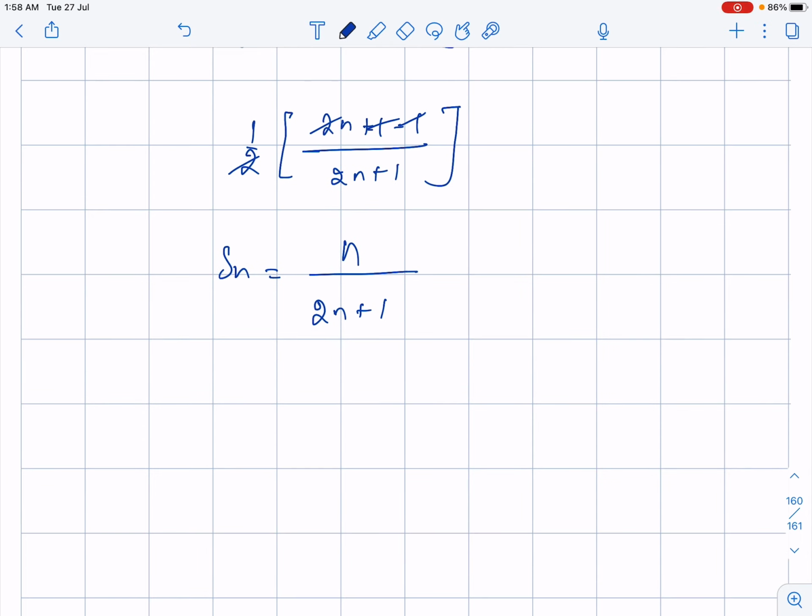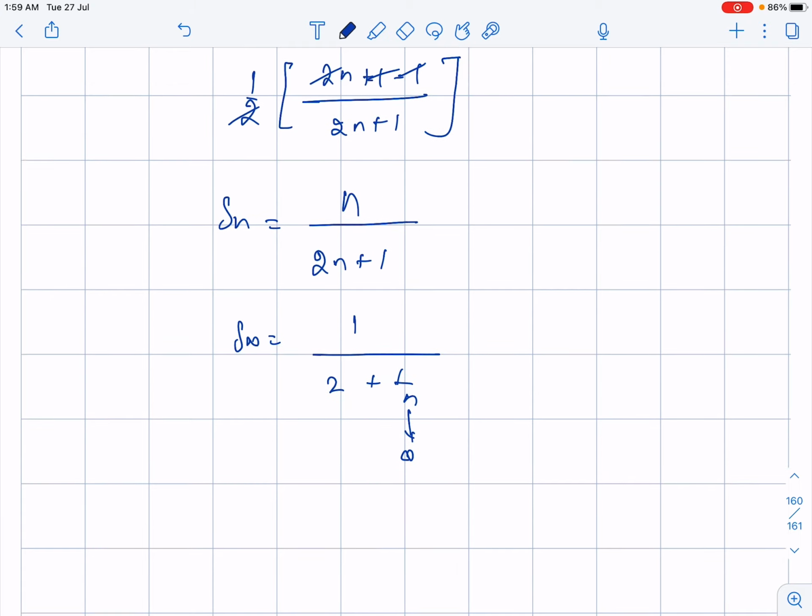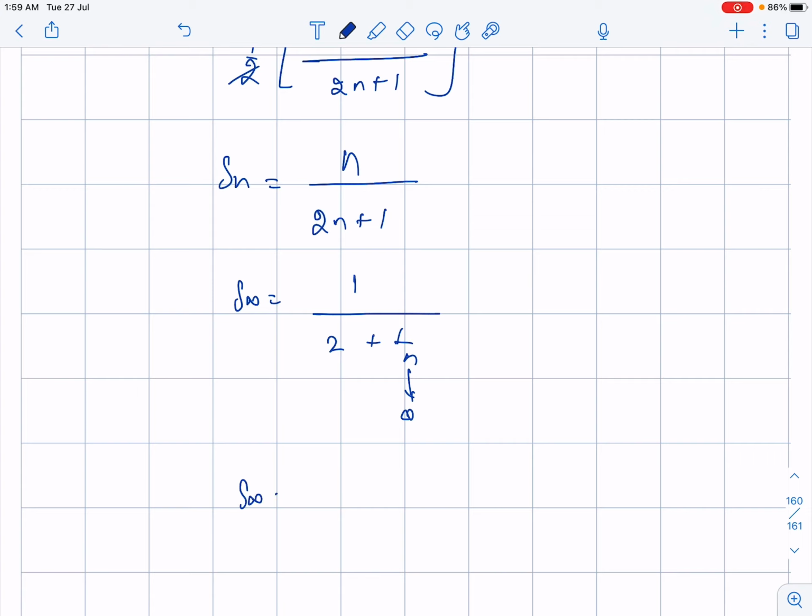Now we have to get the sum of infinite terms of this series. So I will keep infinity in it. First of all, we divide numerator and denominator by n. So it becomes like this. And then 1 upon n, where n is infinity as we know, so 1 upon infinity will be 0. So the sum to infinity will become 1 by 2 over here.